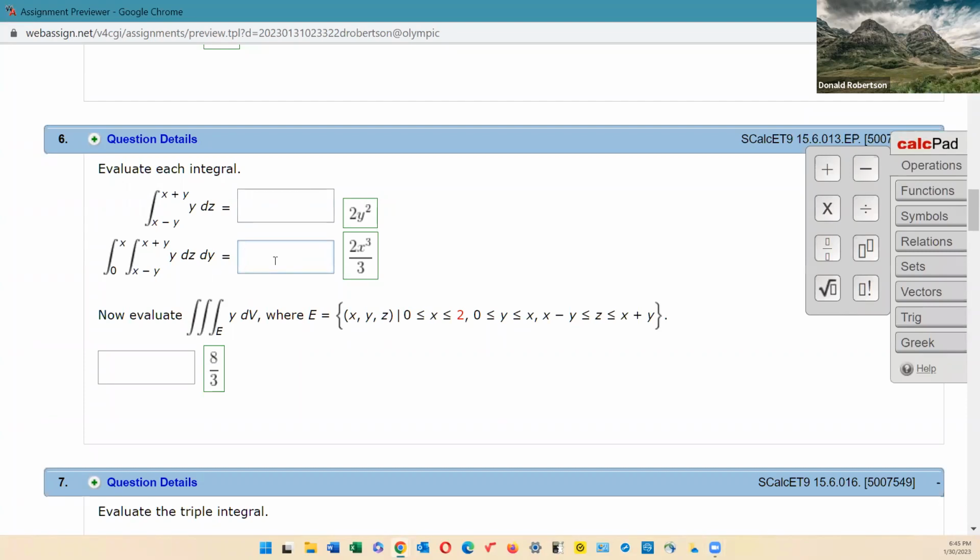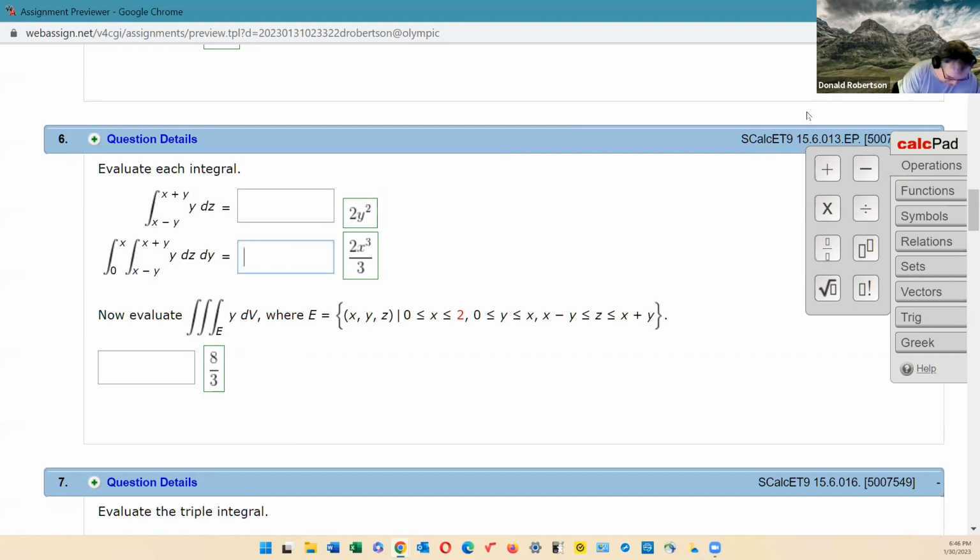So I'm going to just set up the x's, go from 0 to 2. The y's go from 0 to x. And the z's go from x minus y. Well, that one might be the one that you were thinking of earlier. I think it was Sarah, right? Right, so when we're finished, the answer better be 8/3. So let's see the story.